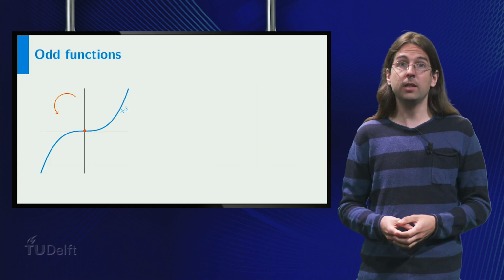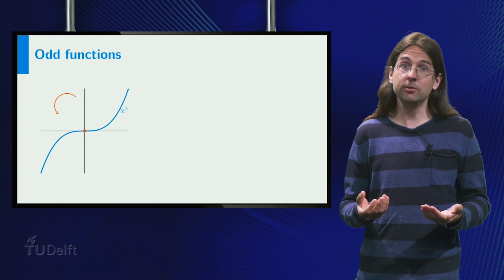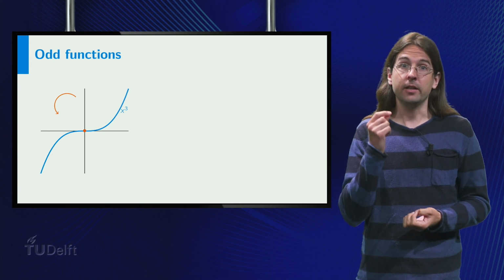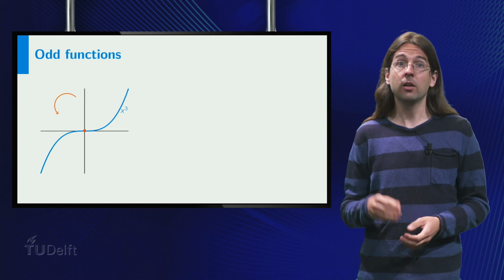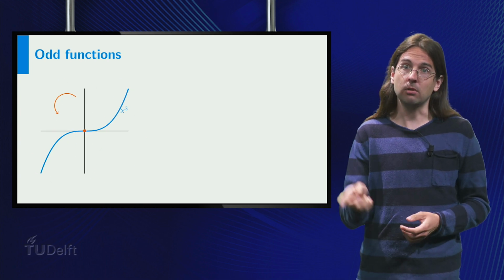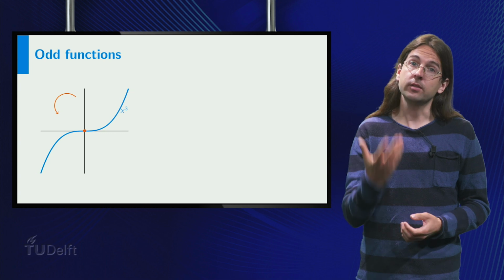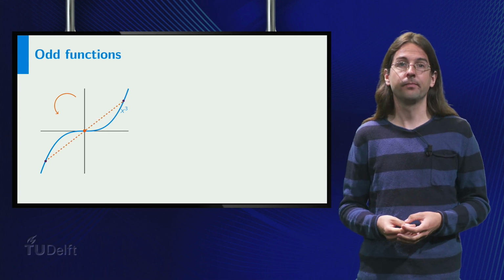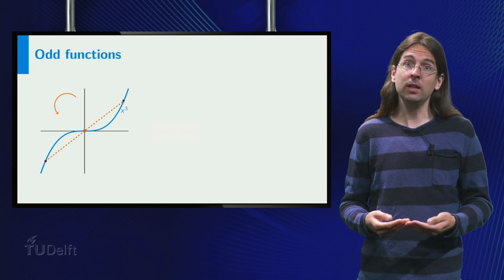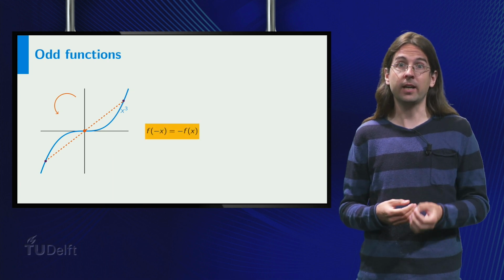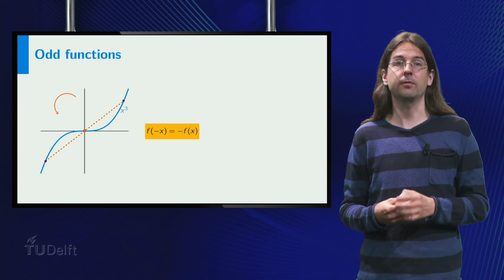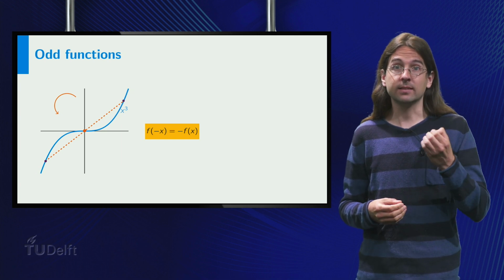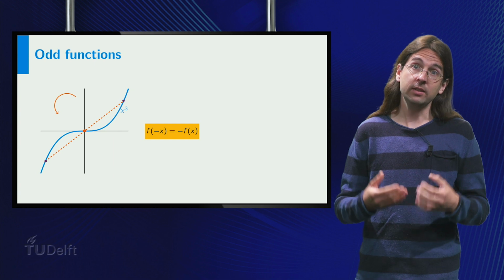The counterpart to even is odd. What symmetry does the graph of x cubed have? Indeed, it remains the same if you rotate it 180 degrees around the origin. This symmetry is the same as a point reflection in the origin. In a formula, this means that f of minus x equals minus f of x, as the graph on the left is negative exactly where the graph on the right is positive.